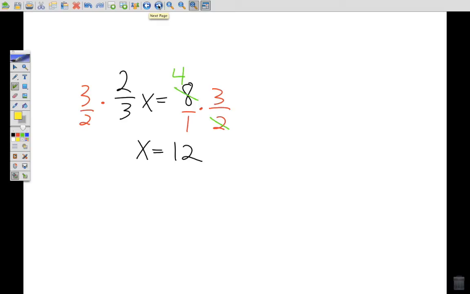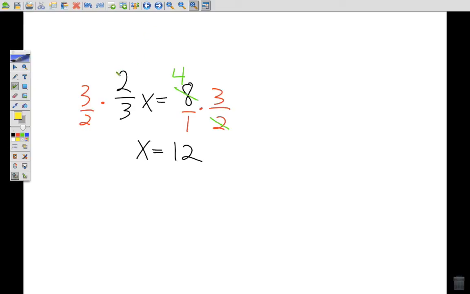So you do have options when you have a fraction for a coefficient. You could divide both sides by that coefficient. This works very well if you have a calculator. If you don't have a calculator, multiply both sides by the reciprocal of that coefficient.